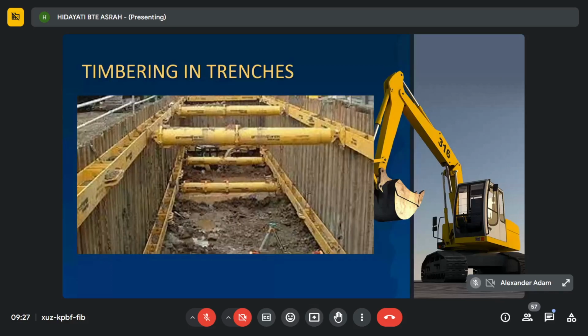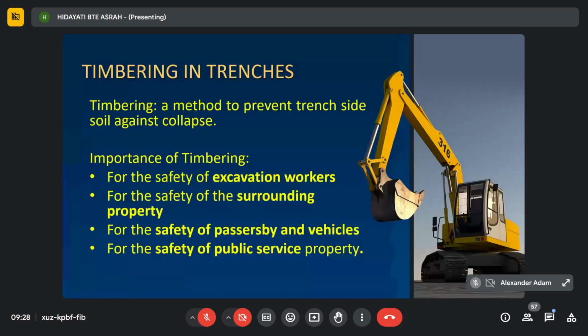So what is timbering? Okay, so timbering is a method to prevent your side soil from collapsing. We want to prevent the side soil or the side of the trenches from collapsing. Although you can cut the soil into different shapes such as battering or benching, in some conditions, especially during deep excavation, the side of the trench may collapse if the soil is not hard or compact. Okay, so the timbering method is very important in trench excavation. You must use timbering support as well.